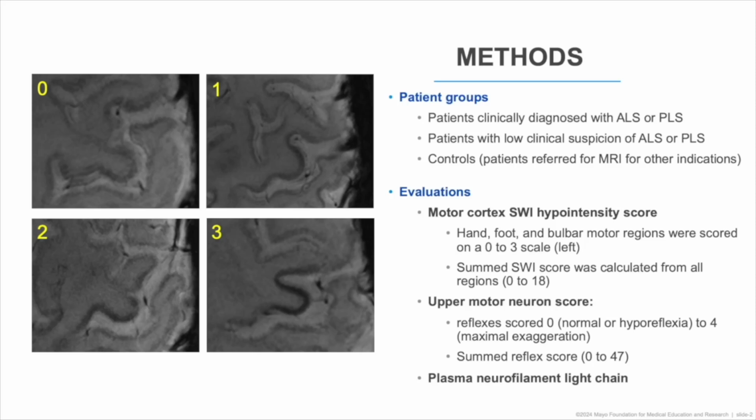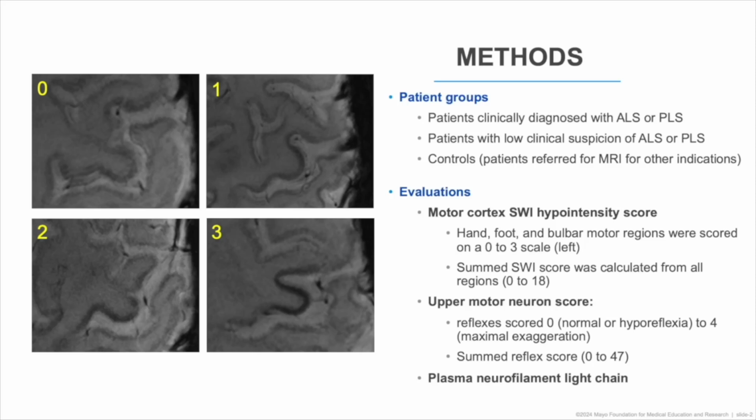with concern of motor neuron disease. And I subdivided those patients into those who we thought had ALS or PLS and those with the low clinical suspicion of ALS or PLS. We also looked at MRI scans of patients referred for other indications like headache, multiple sclerosis, etc.